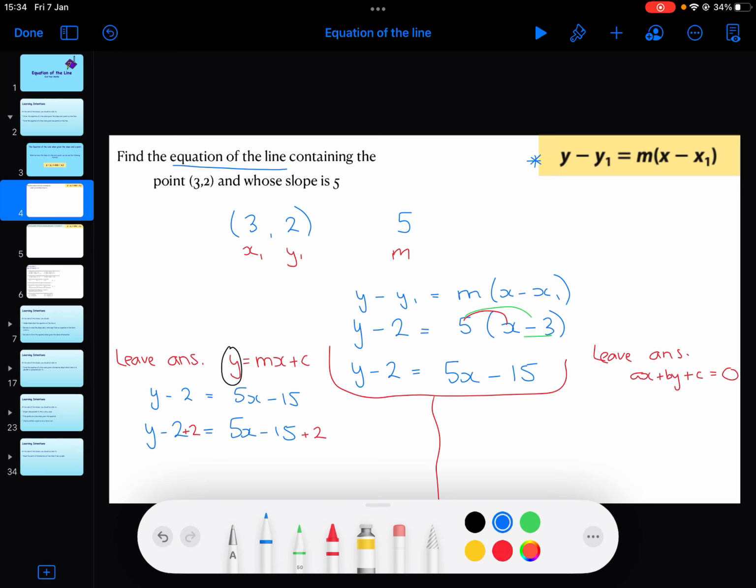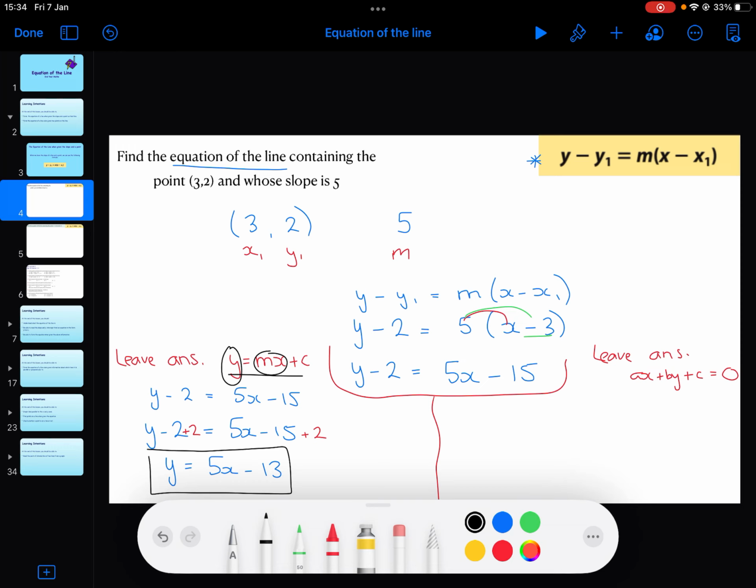-2 plus 2 is going to give me 0, so that's going to disappear. 5x, I can't add or subtract that to anything, but I can do the sum -15 plus 2. So -15 add on 2 is going to give me -13. And that's my final answer, because I've left it in this form. So I have only a y on one side, I have something with an x, and then I have a number on its own as well.